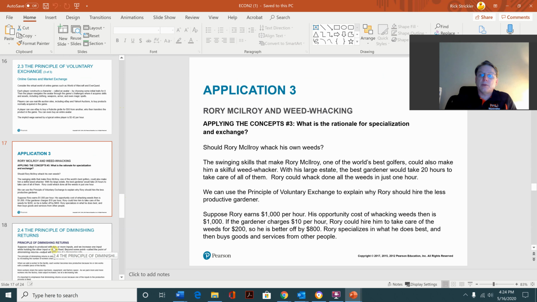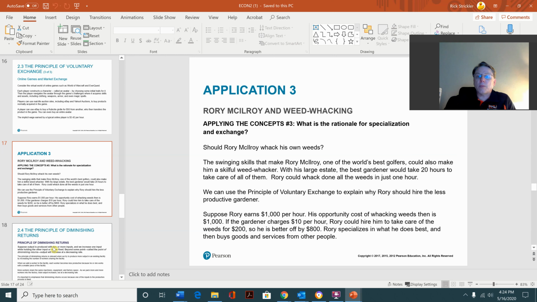Okay, so application 3, Rory McIlroy and weed whacking. Should Rory McIlroy whack his own weeds? The swinging skills that make Rory one of the world's best golfers could also make him a skillful weed whacker. With his large estate, the best gardener would take 20 hours to take care of all the weeds. Rory could whack all the weeds in just an hour. We can use the principle of voluntary exchange to explain why Rory should hire the less productive gardener.